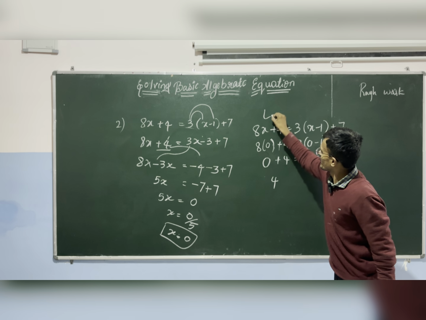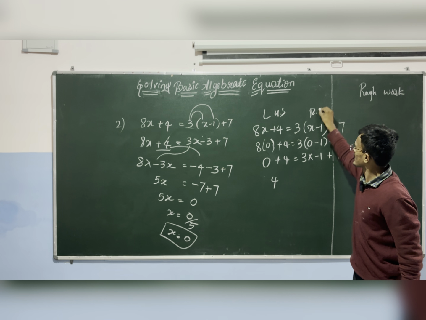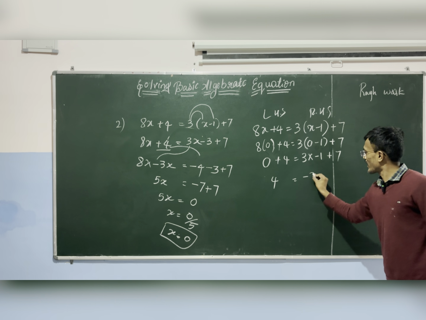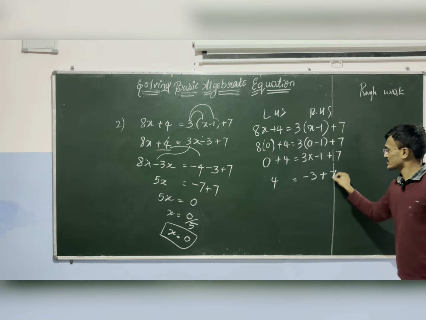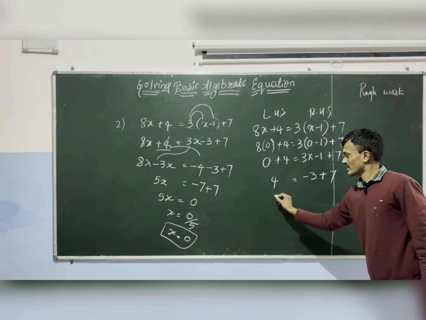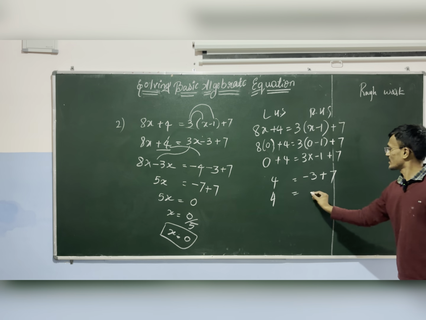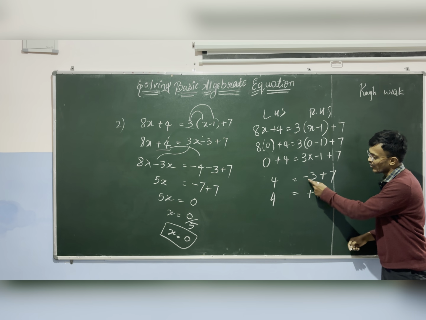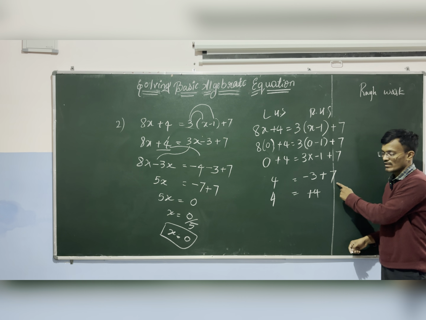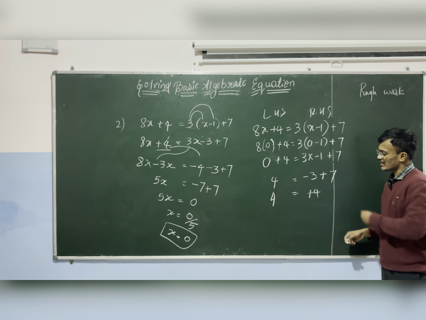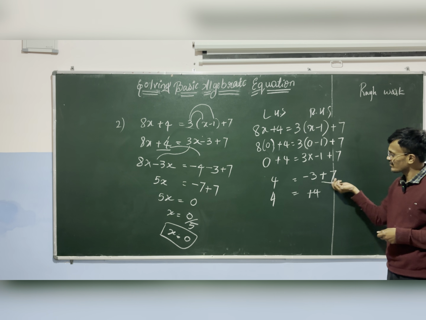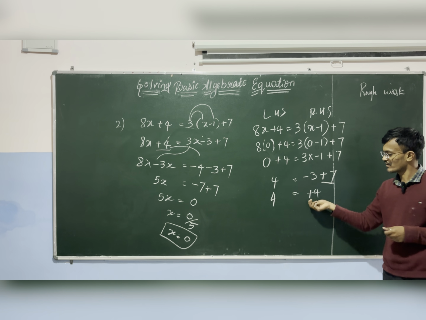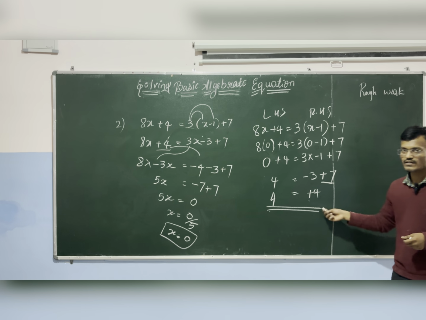In the left hand side, and here there is the right hand side. So 3 into minus 1, minus 3 and plus 7. So on the left hand side there is a 4, on the right hand side there is minus 3 plus 7. So you need to subtract. Now the greater term is 7, and the greater term has a positive sign, so you need to write positive. So the LHS is equal to the RHS, which is the right answer.